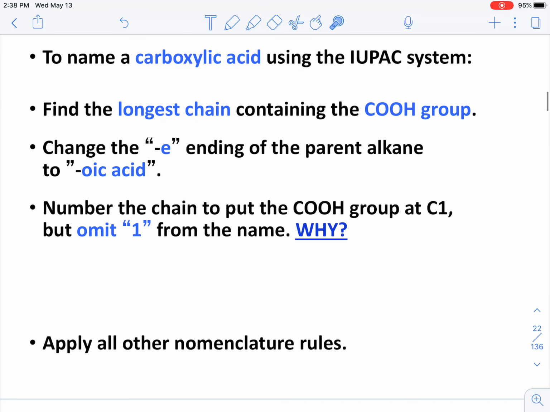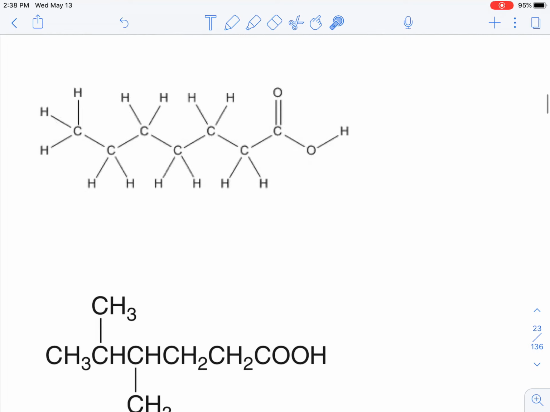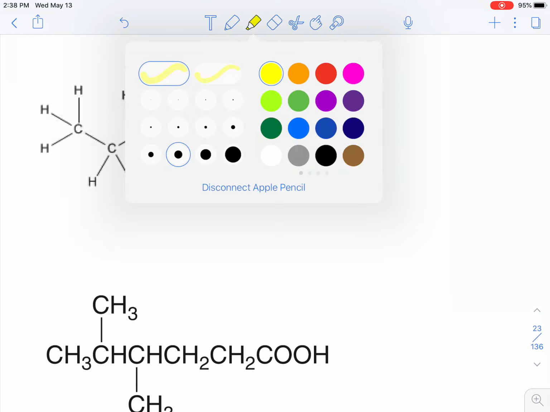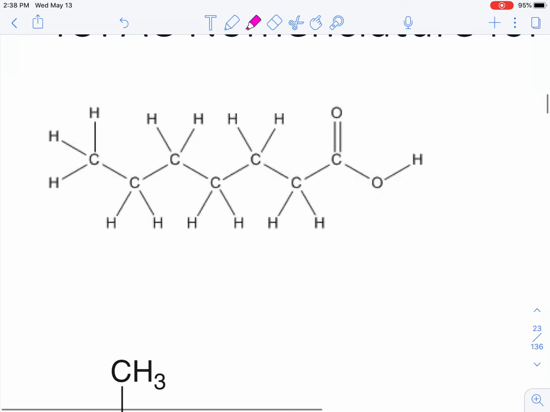So from here on out, we're just going to apply all other nomenclature rules that we've discussed in prior chapters. So let's go ahead and work through a few examples just to kind of get our feet wet. And so I'm going to go ahead and find the longest carbon chain. And in this case, this is the expanded structure. Notice that I'm showing all of my carbons and my hydrogens and the double bonds and the single bonds. And so I'm just going to go through it left to right.